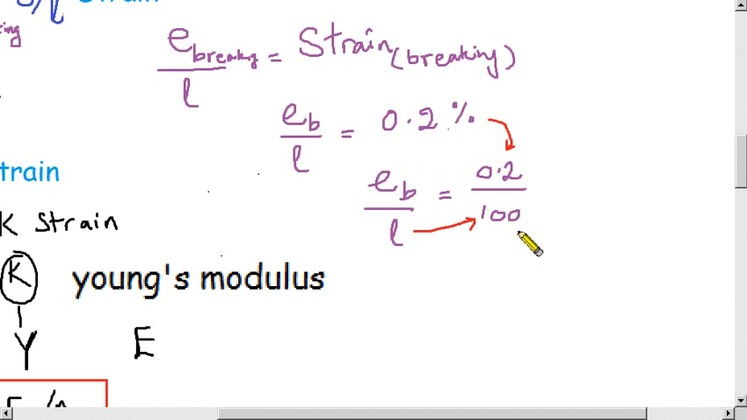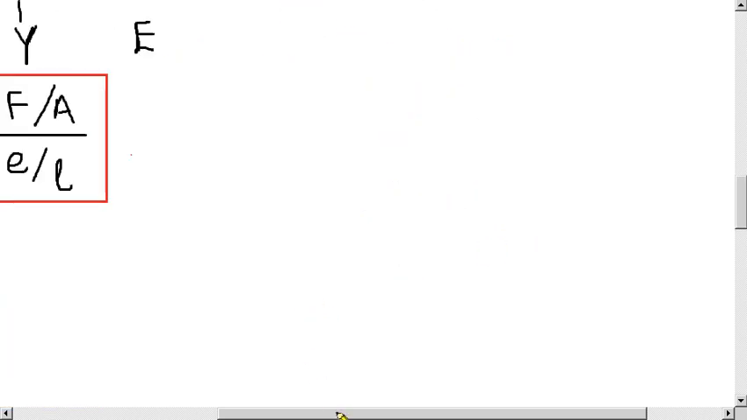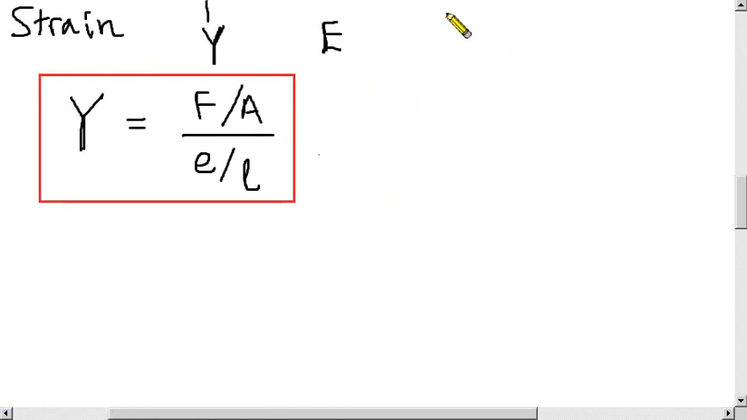So they have given E divided by L equals 0.2 divided by 100. That is all. So let us use this equation now. Young's modulus, they have given 7 times 10 to the power 10, as I remember. Let us see.